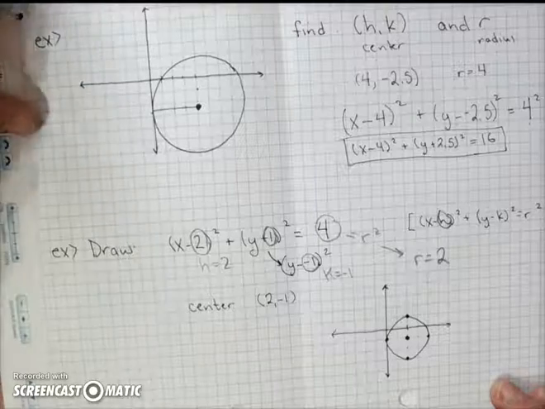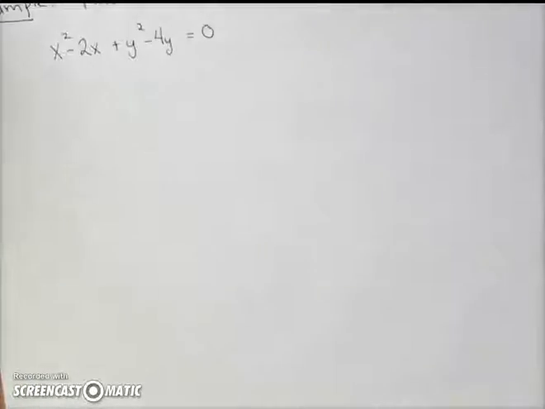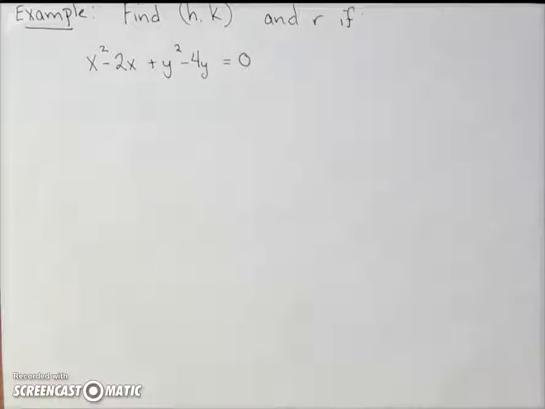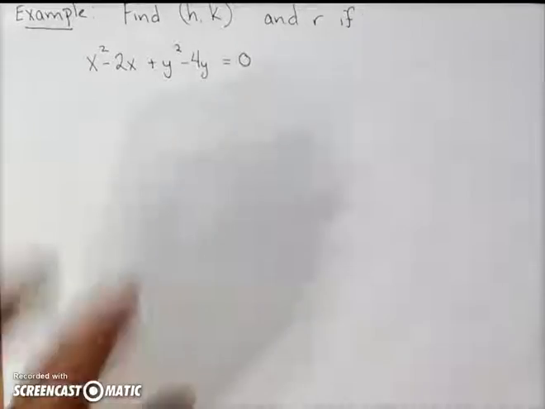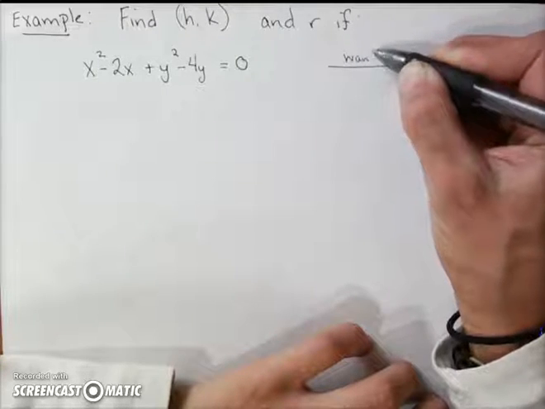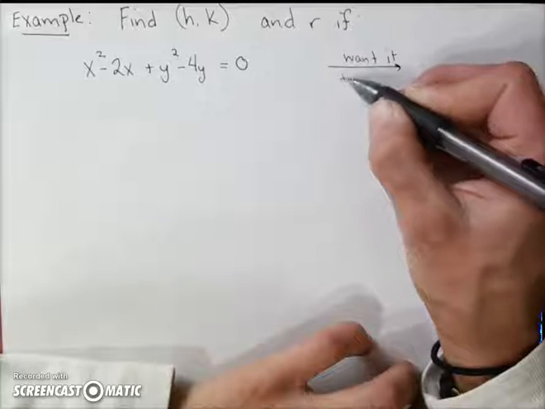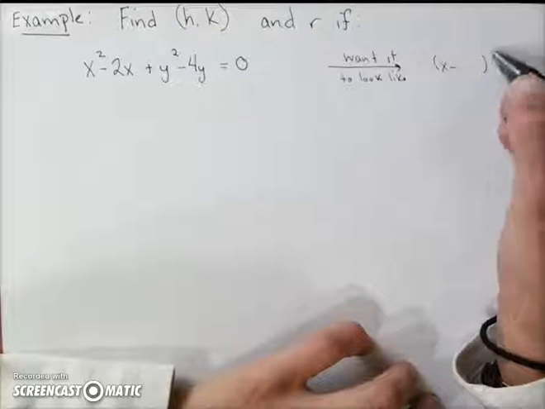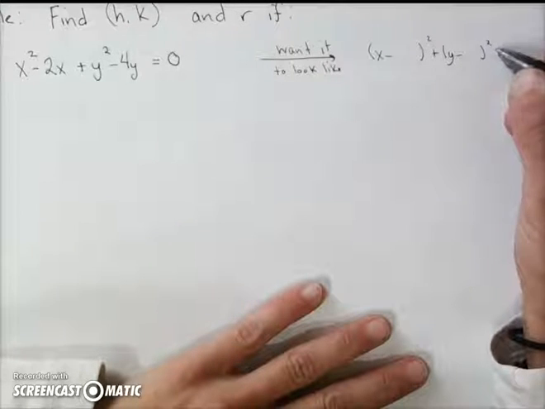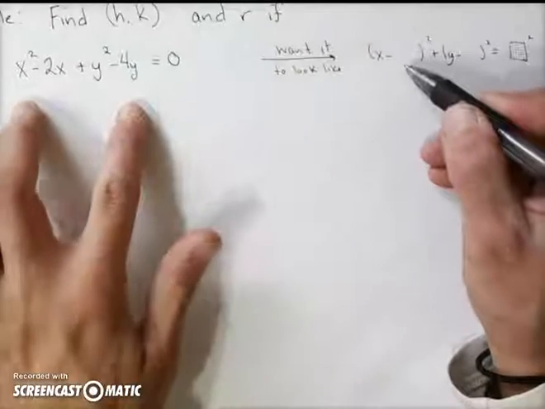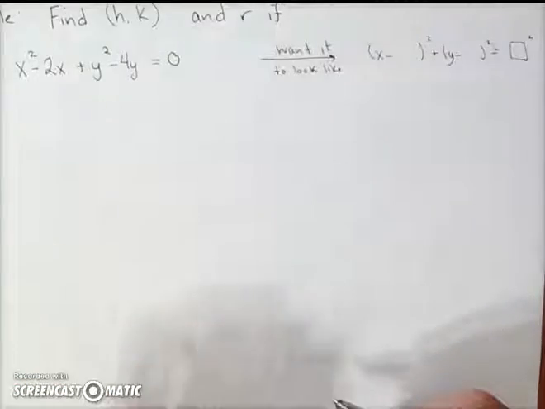Let's do one more example that's like one of the harder problems on the web work. So I want to find h comma k and the radius. So I need to find the center and the radius if this is the equation of my circle. So what I want is for it to look like the equation of a circle. So x minus something squared plus y minus something squared equals something squared. So how do I do that? This doesn't look like that at all.